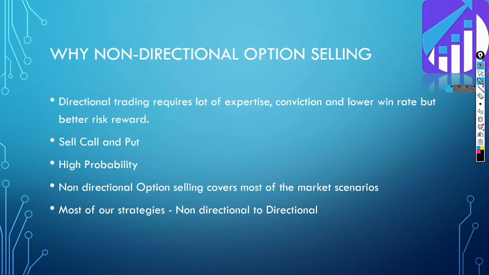So this is basically you trying to explain why we are doing non-directional selling. The biggest thing is that it is a higher probability thing, and directional is very hard. We don't know how to do it. That's why we are doing non-directional, which is easy and more consistent.